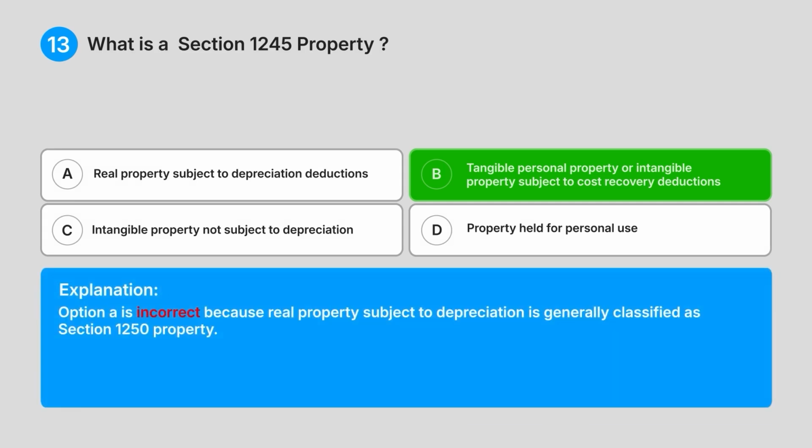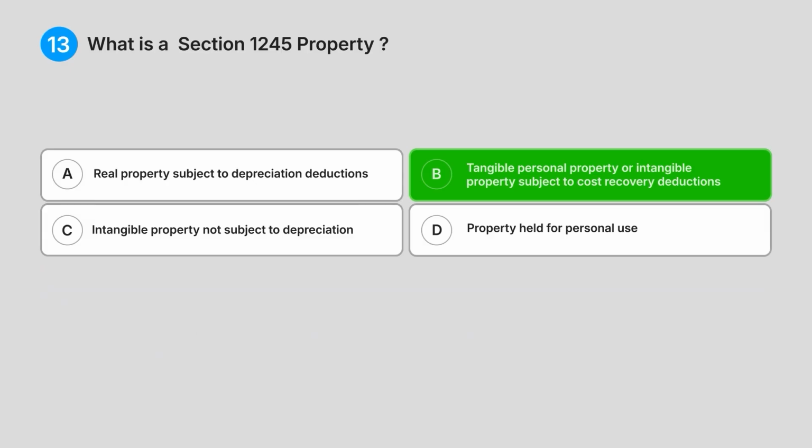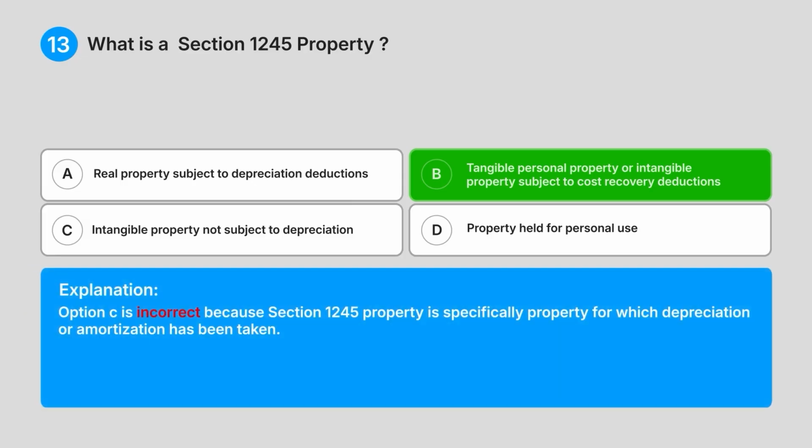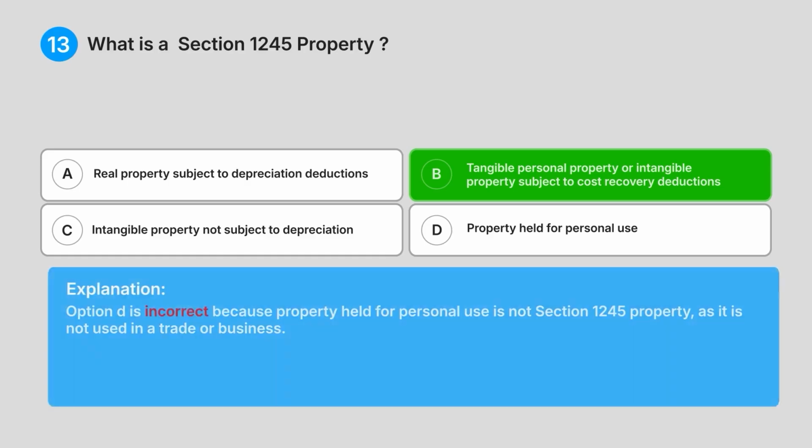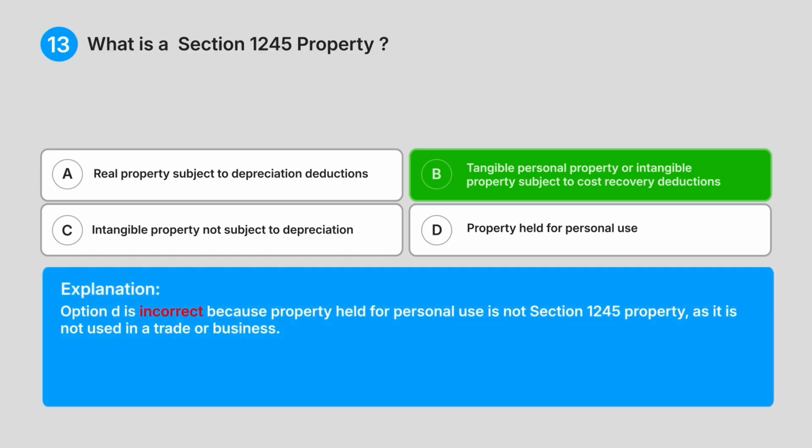Option A is incorrect because real property subject to depreciation is generally classified as Section 1250 property. Option C is incorrect because Section 1245 property is specifically property for which depreciation or amortization has been taken. Option D is incorrect because property held for personal use is not Section 1245 property, as it is not used in a trade or business.